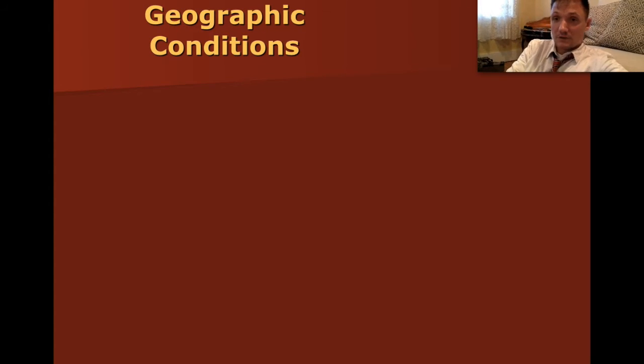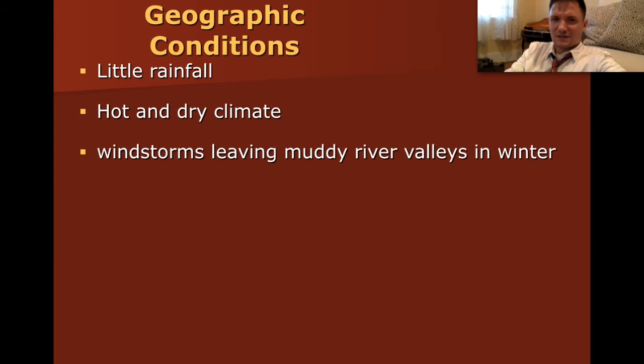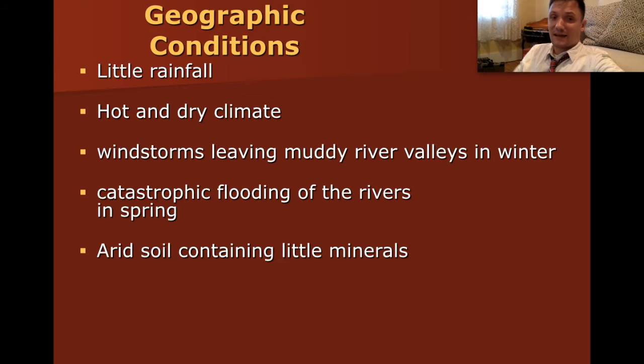All right, anyway, so geographic conditions. First of all, there's a very little amount of rainfall. It's a rough place to start, right? It's very hot. It's very dry. Okay, very arid climate. Sandy, dust storms, wind storms, leaving muddy river valleys in the winter, and very, very nasty stuff. Catastrophic flooding and rivers in the spring, like knocking out whole villages and stuff like that. Arid soil with very little minerals in general. No stone or timber resources.